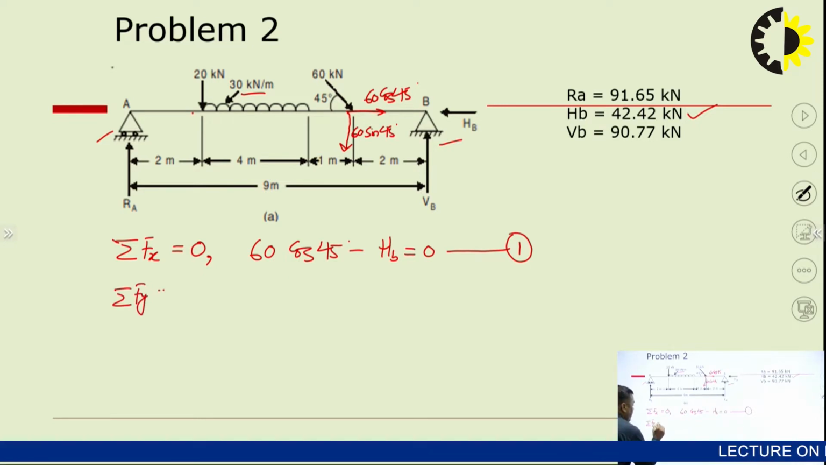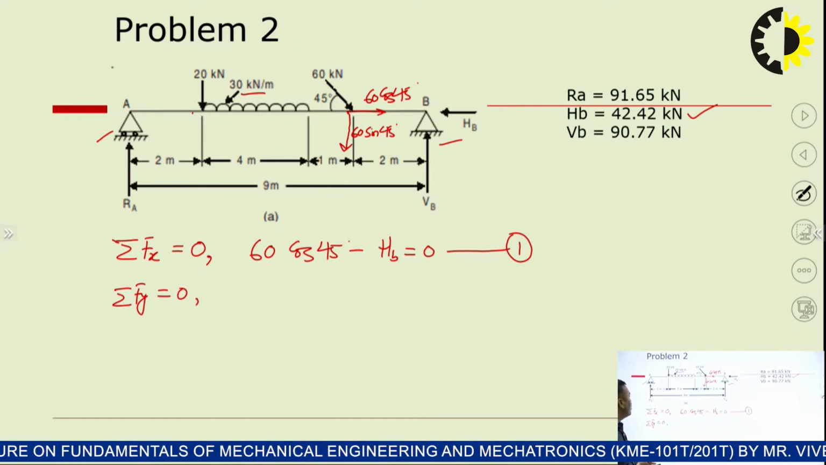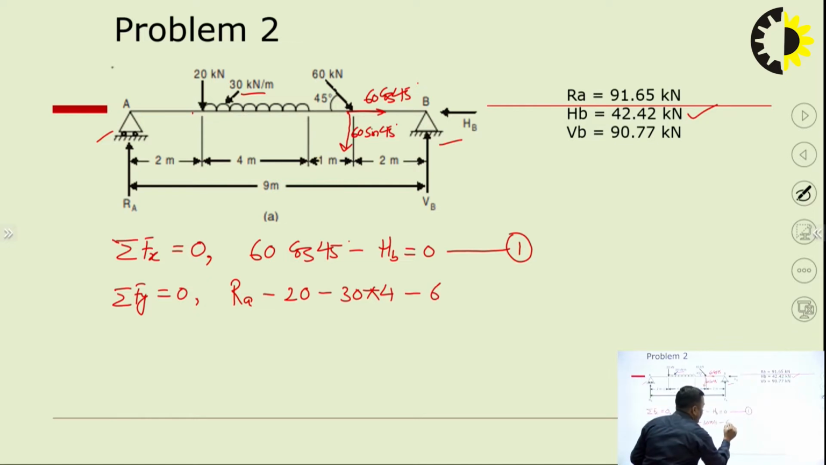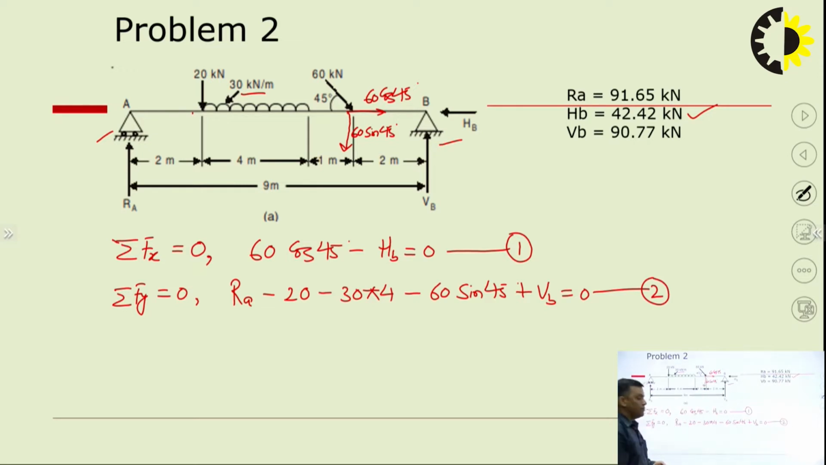Again, the second equation is sigma Fy equal to 0. It means the algebraic sum of all the forces in the vertical direction. I am starting from here. Here it is RA. Then at this point I get 20, so minus 20. Then UDL is W into L, so minus 30 into 4. Then the 60 kilonewton, its vertical component, that is 60 sin 45, plus VB equals 0. This is my equation number 2. Okay, clear? Algebraic sum means force is a vector quantity, so the direction is also important. We take vertically upward as positive and vertically downward as negative. On that basis I am writing this equation.